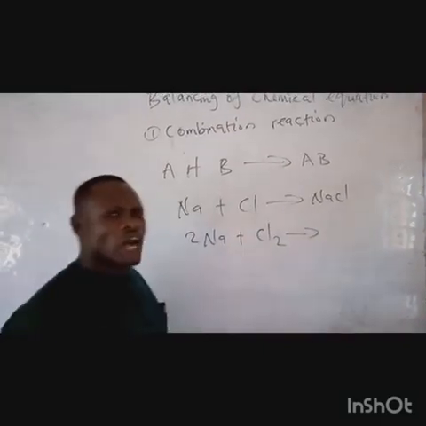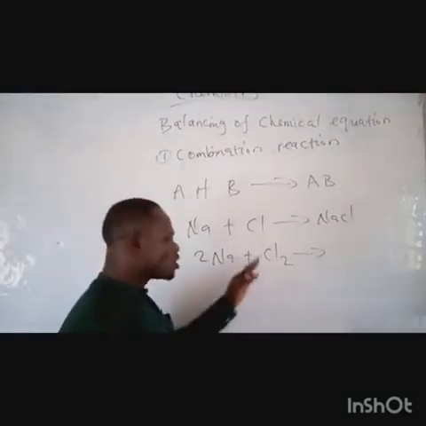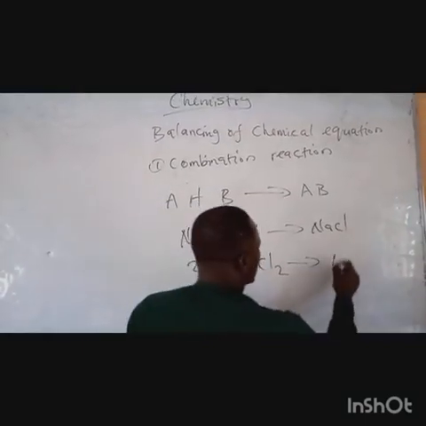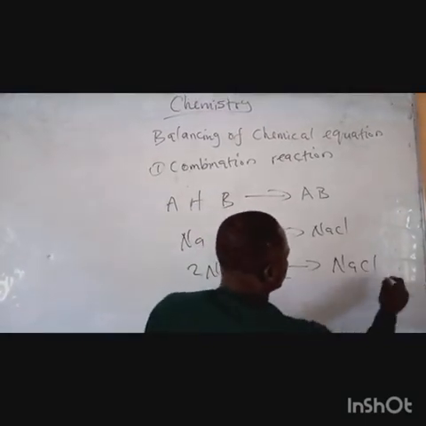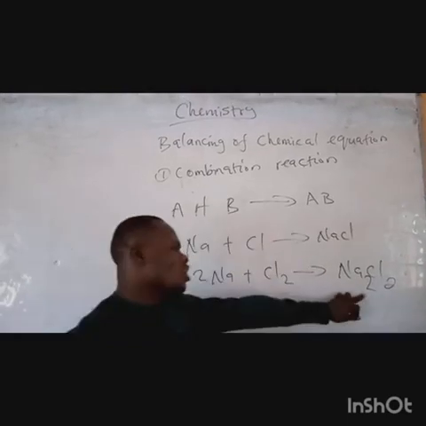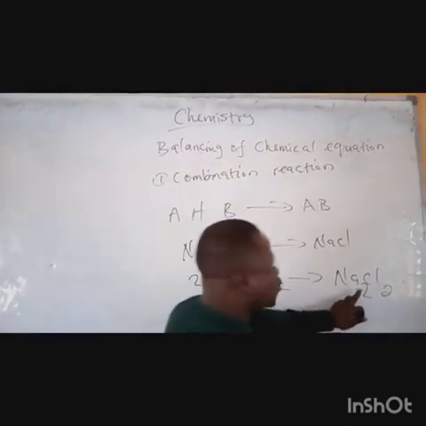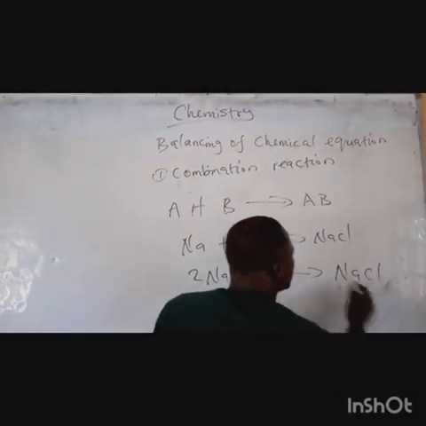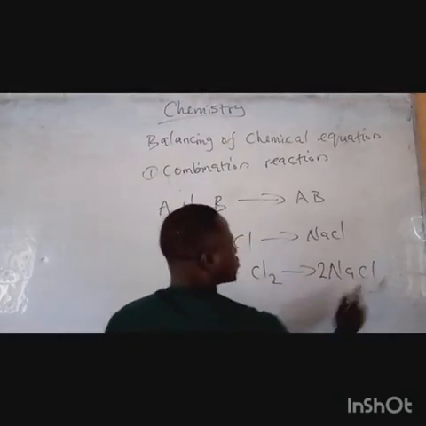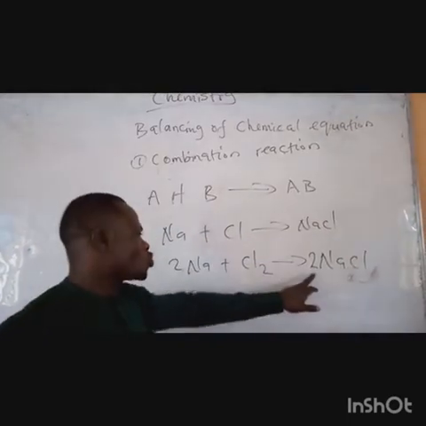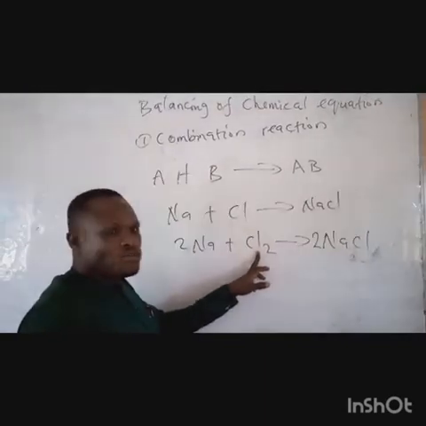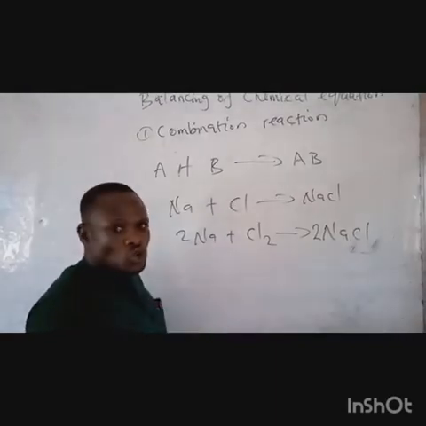You can pause the video and try it by yourself, but then just try to see how you can balance it. We have NaCl. Is this one correct? No, of course it's not correct. Since you have two here, the best way you can do this, you carry these two to this side. It therefore means that sodium has 2 molecules, chlorine has 2 molecules. Likewise, chlorine here we have 2, and sodium here has 2 molecules.